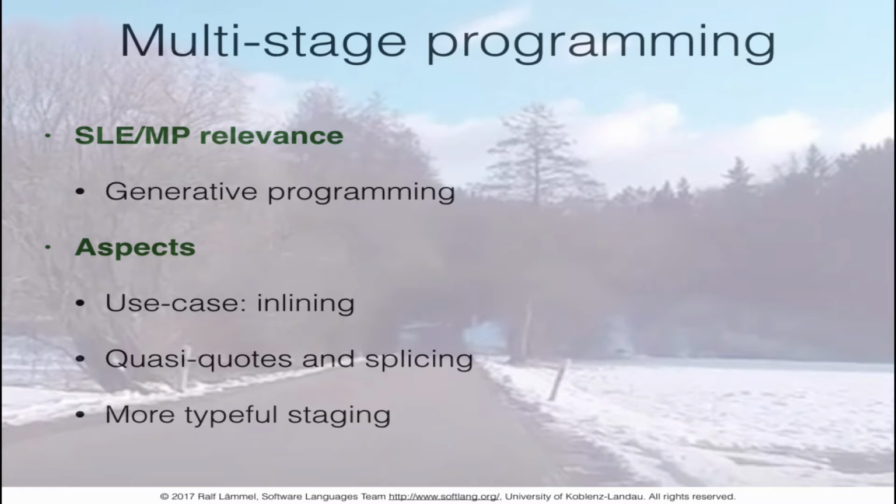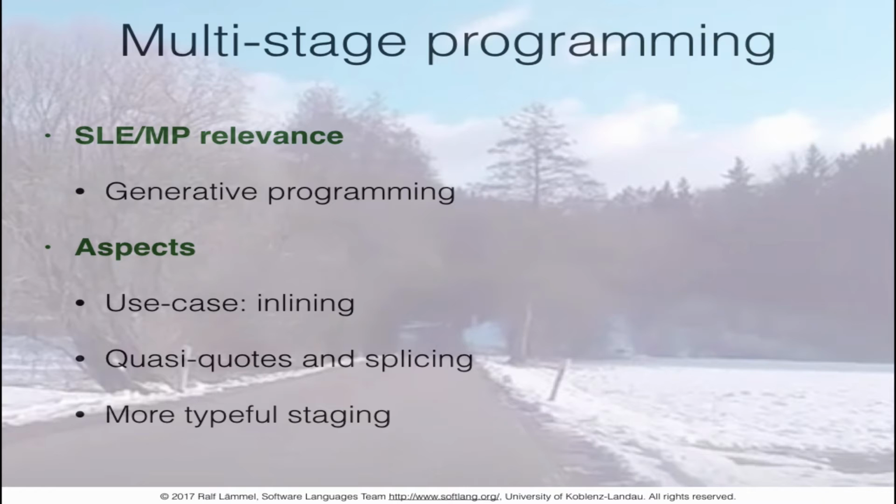Okay, multi-stage programming. It's very relevant for generative programming. That is when we want to write programs that generate programs, maybe in order to account for abstraction mechanisms used in programming, and the generation should kind of eliminate the performance overhead caused by use of abstractions. So the use case here is inlining.